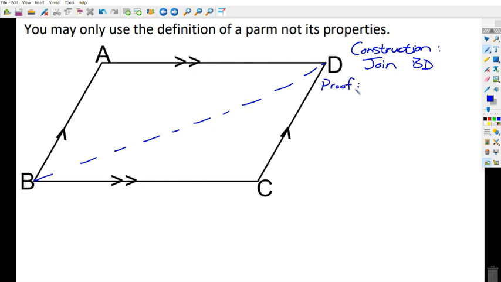Same thing. How am I going to prove these two congruent? I want you to pause the video and do this by yourself, because you should be able to do this already. I assume you've paused the video and done it.